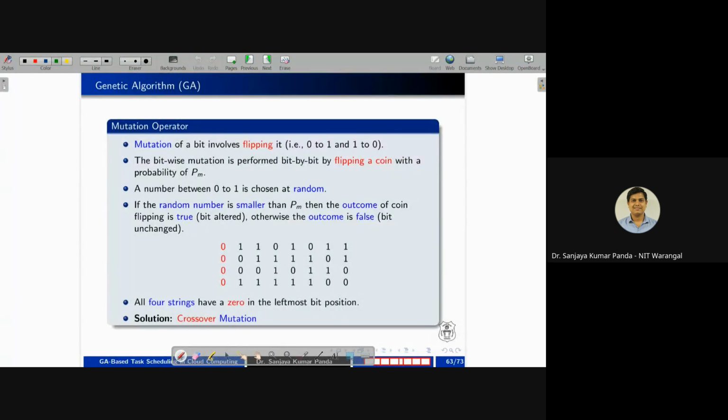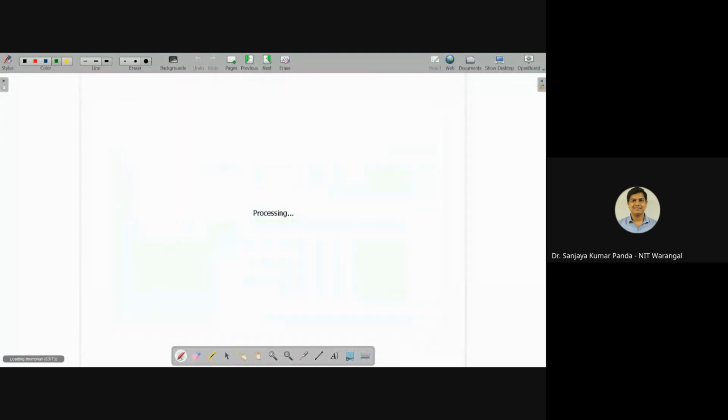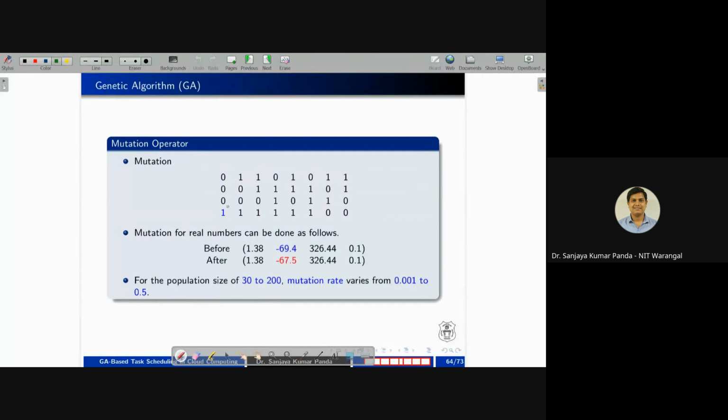But the problem with this crossover is that even if you are doing crossover at any point, if all values at a particular bit position are 0, it is not possible to make it 1. If all values at one particular bit are 0 or 1, it is not possible to go to the other bit. So in order to handle this, we go for the process of mutation. In mutation, we select a particular element. For example, I am selecting this particular element and I am changing it.